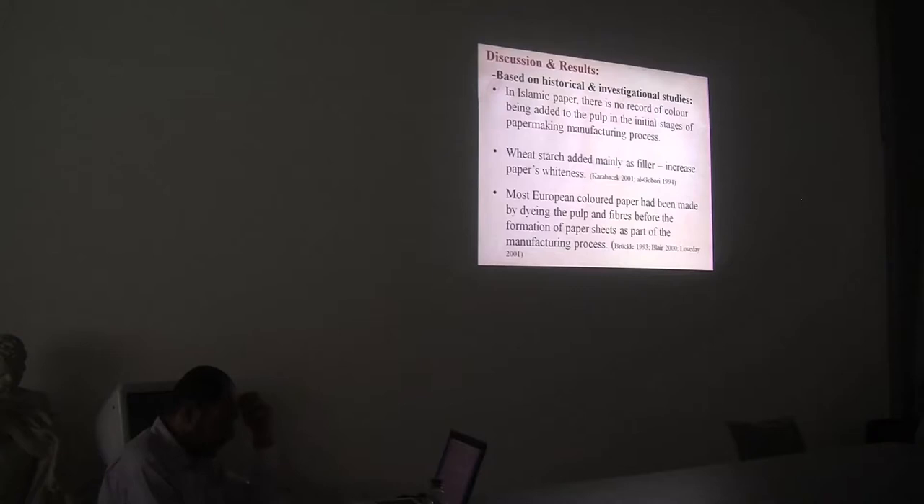In contrast, most European colored paper had been made by dyeing the pulp and the fibers before the formation of paper sheets as part of the manufacturing process, in order to obtain more intense color. So in Europe, they add the color while mixing the pulp or beating the pulp itself.